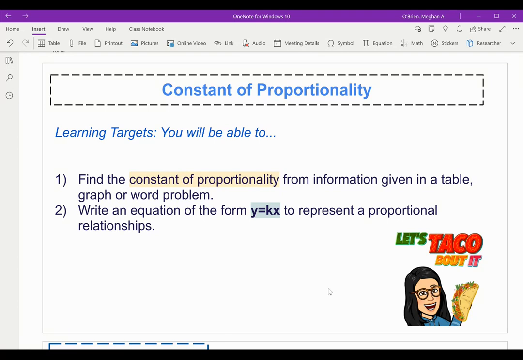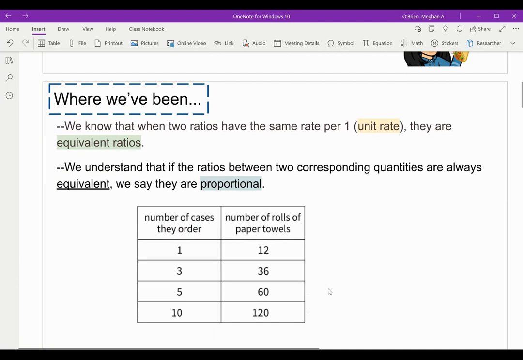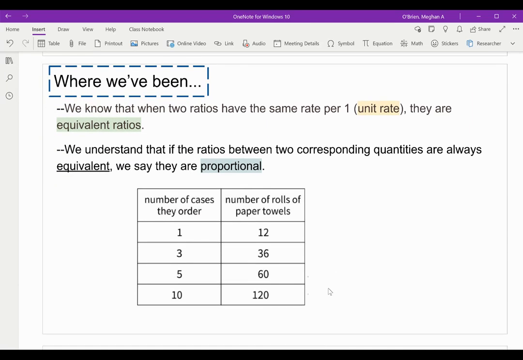Learning targets: you will be able to, 1, find the constant of proportionality from information given in a table, graph, or word problem. And 2, write an equation of the form y equals kx to represent a proportional relationship. So where we've been, we know that when two ratios have the same rate per one, which is unit rate, they are equivalent ratios. We also understand that if the ratios between two corresponding quantities are always equivalent, then we say they are proportional.